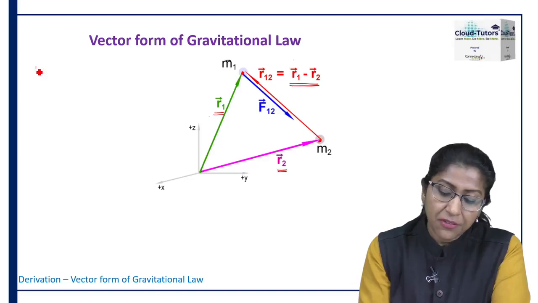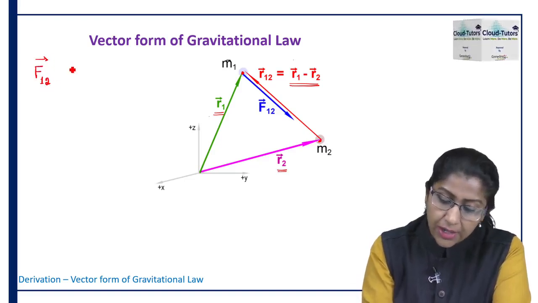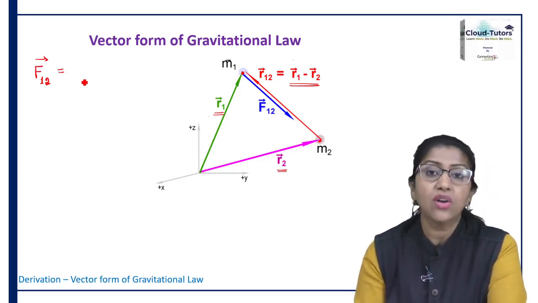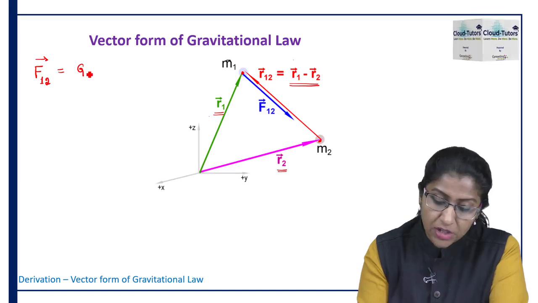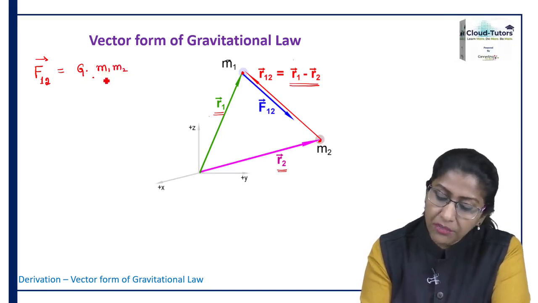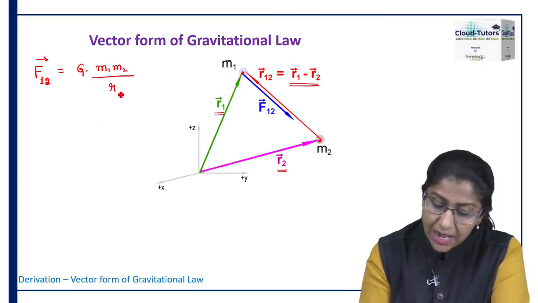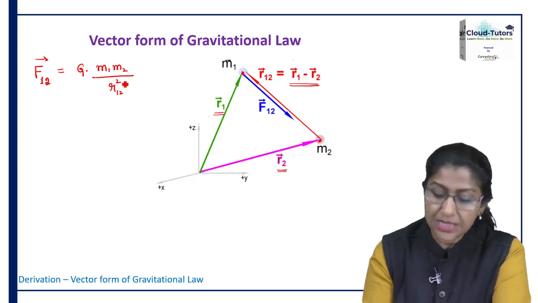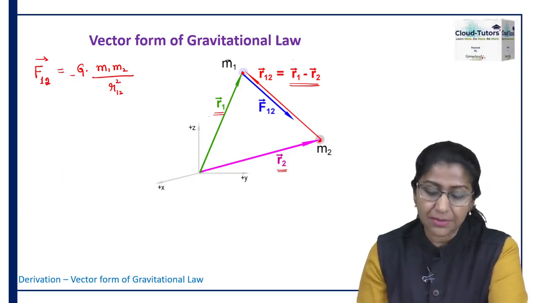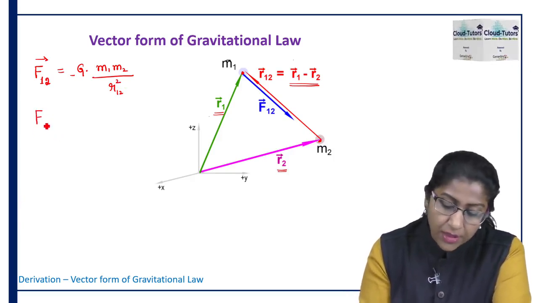So, the force exerted by the object m1 be F12 vector. So according to the universal law of gravitation, it is capital G into M1 M2 divided by, what should I write here? We can write this as R12 square. Correct? I would write a negative sign here because you will get it in a minute now.